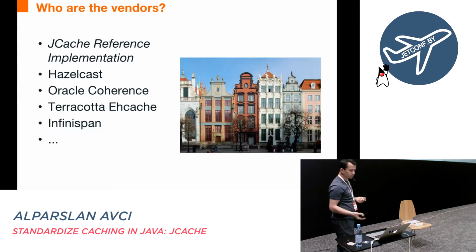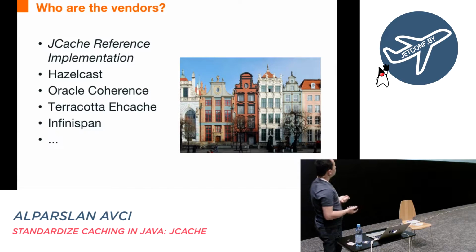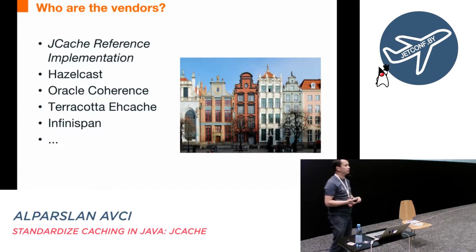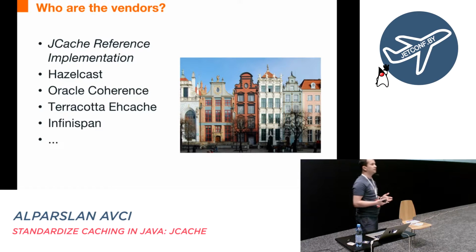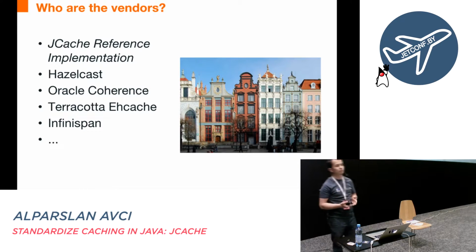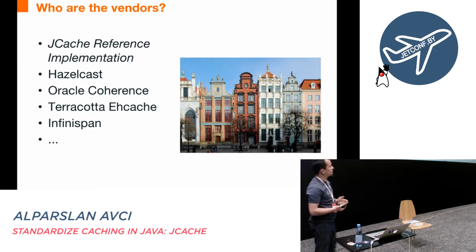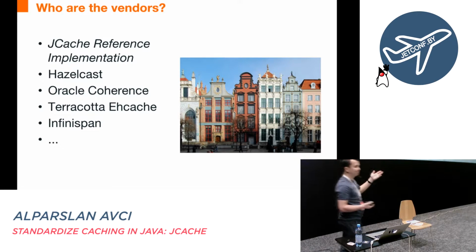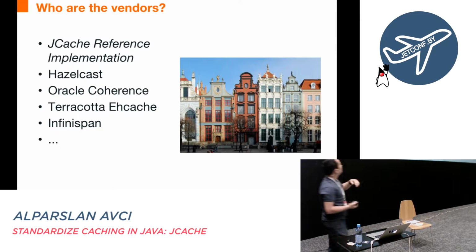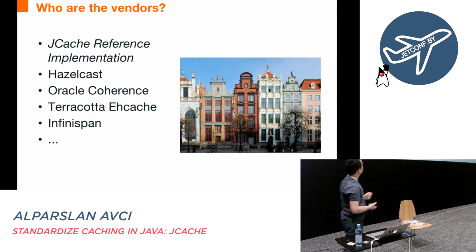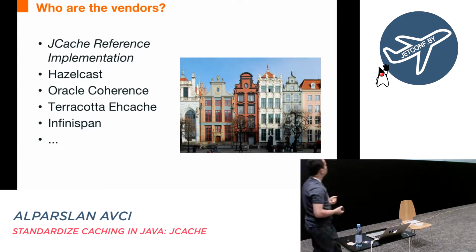And who are the vendors? First comes the JCache reference implementation. It is just an implementation for ensuring that the specification and the API work. It's not for production use. It's not intended for that. And the other ones, the full TCK compliant vendors, are Hazelcast, we are proud of that, and Oracle Coherence, Terracotta JCache, Infinispan, and more. There are more than these ones. These are the most used implementers.